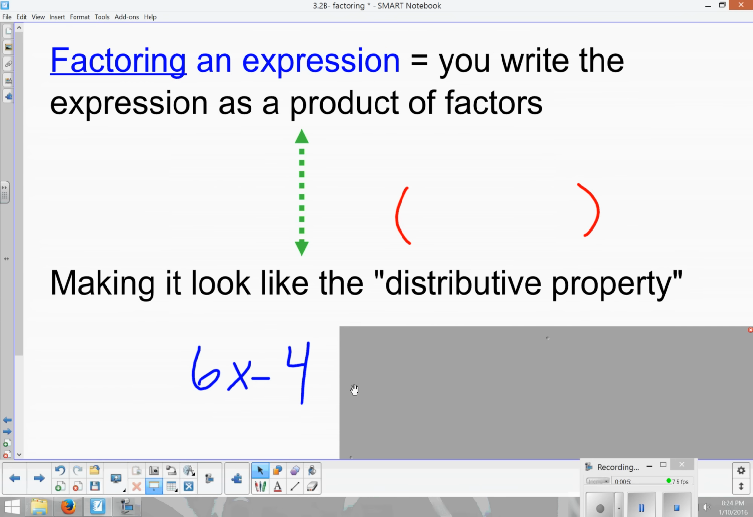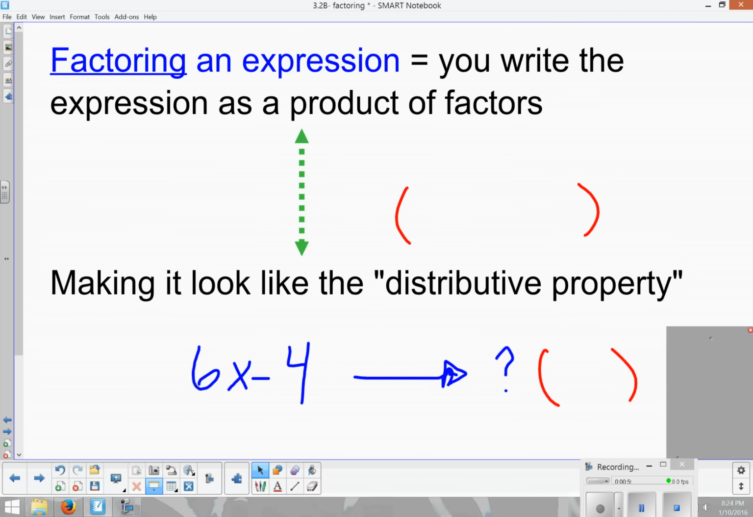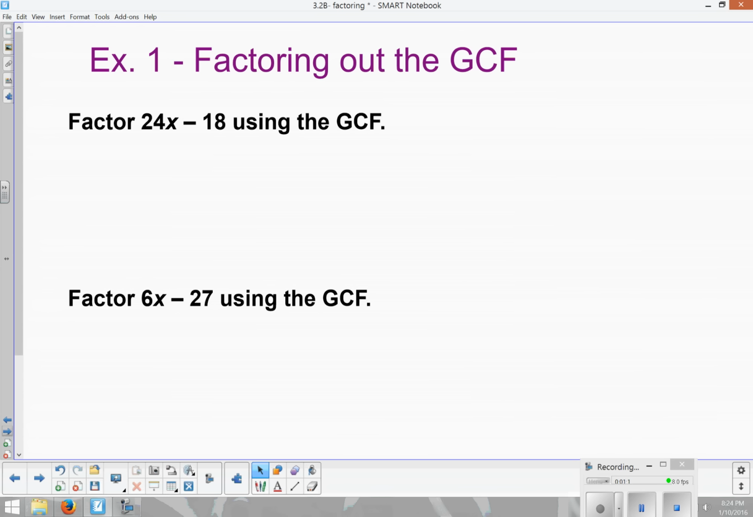What we need to do is group the expression in a way where we distribute out a term. So how are we going to take out a term here? How are we going to group this? I'm going to show you in our examples today. I have 2 examples, and we're going to factor both.